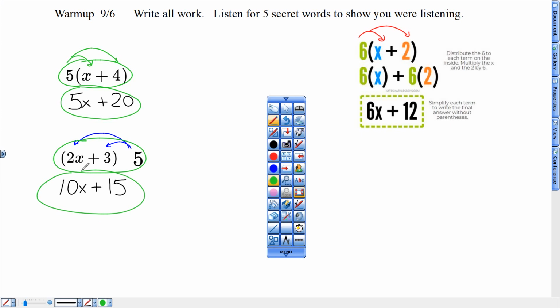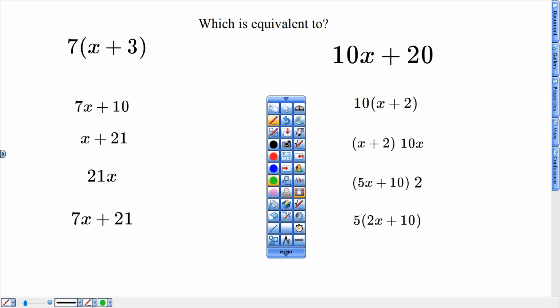All right, so again, here we go. The big problems, I'd like you to write all of this. They give you something they want you to distribute, and then they give you some expressions down at the bottom, and they want you to find which is equivalent, of course, watching out for those mistakes. So again, if I could have you on your paper, write all of this for me.